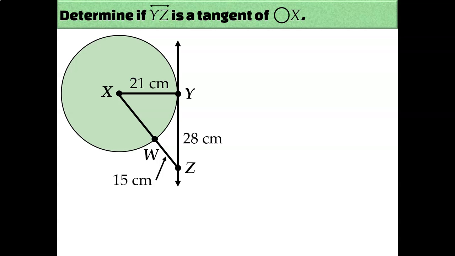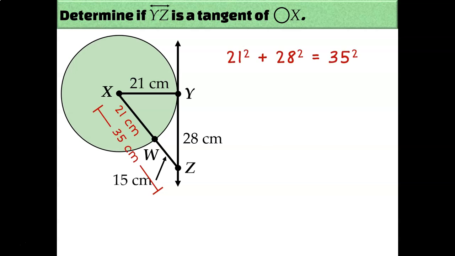Let's try another one like that, make sure we understand what we're doing. Our goal is to prove that YZ is tangent. In order for that to be true, it must be perpendicular to radius XY. So we can prove that these two lines are perpendicular by showing that this is a right triangle. 21 is a leg, 28 is a leg, and then XZ is the hypotenuse. Now we only know part of XZ, we know that WZ is 15. But since XW and XY are both radii of this circle, we can assume that XW is also 21 centimeters, which means the entire hypotenuse is 35 centimeters.